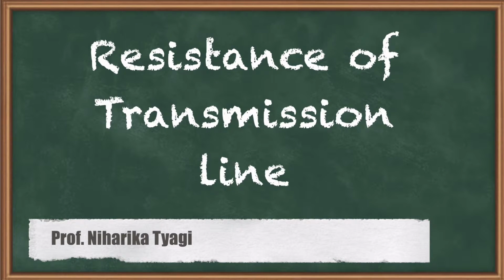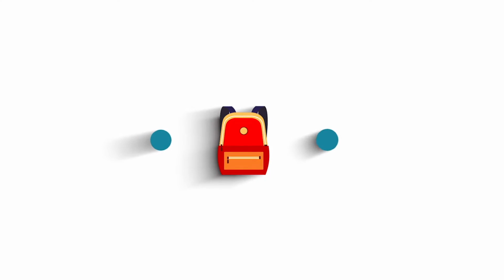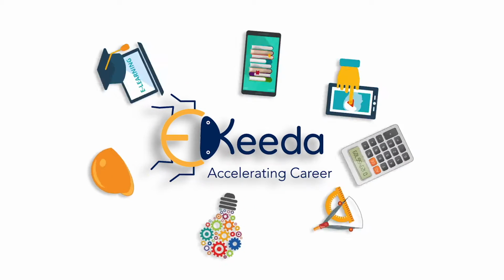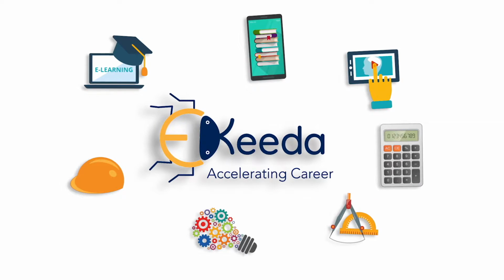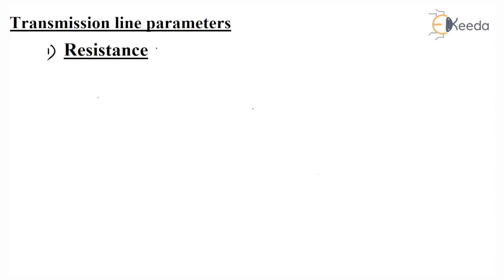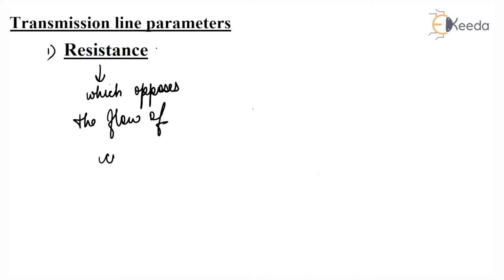Now we see the effect due to resistance on the performance of a transmission line. You must have studied in physics what resistance is, which opposes the flow of current.